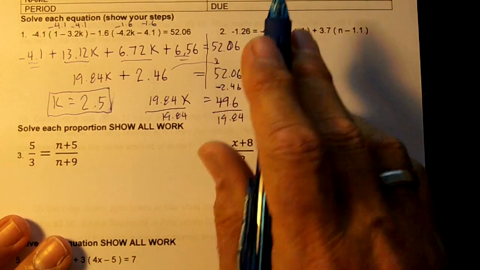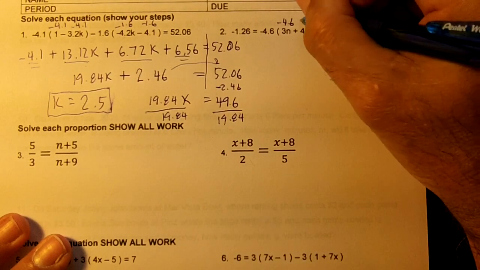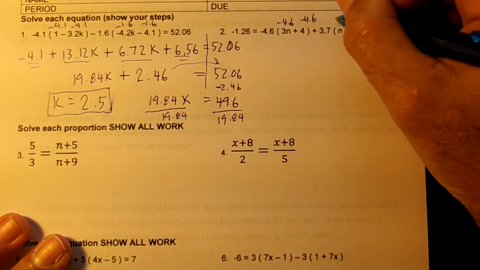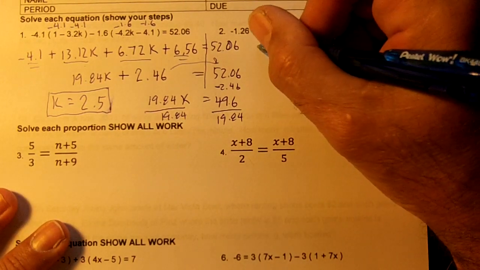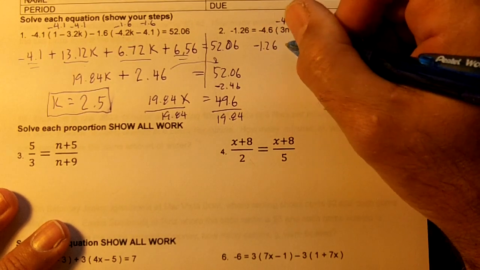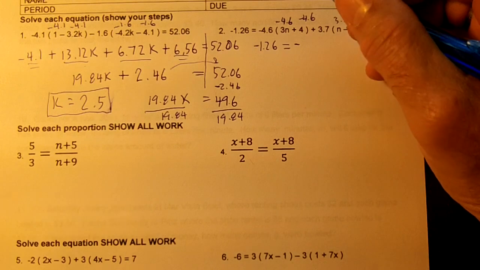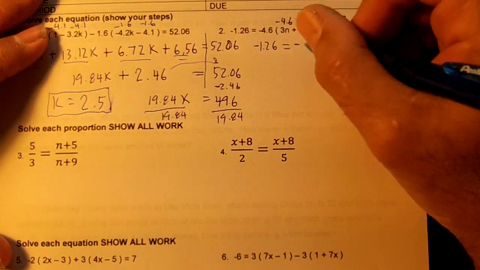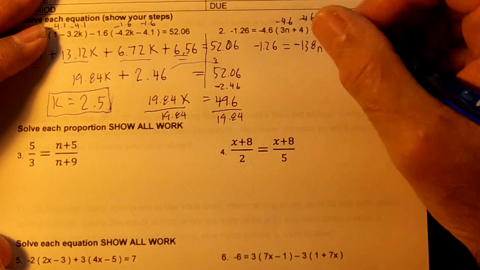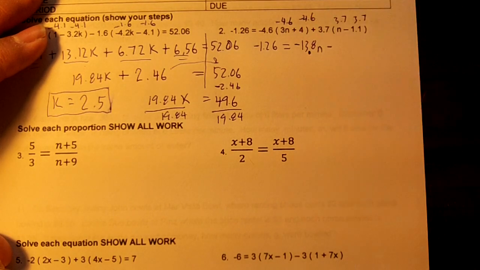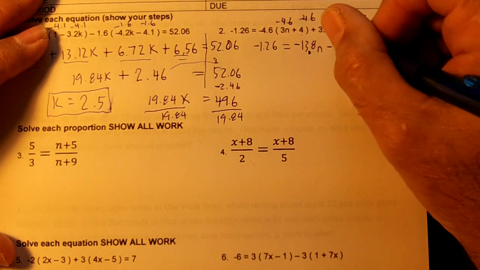Let's go to this one. This one, we're going to distribute the negative 4 and 6 tenths to the 3n and to the 4. We're going to distribute the 3 and 7 tenths to the n and the 1 and 1 tenth. Okay, so I'm going to have negative 1 and 26 hundredths equals a negative times a positive is a negative. If you multiply, you get negative 13 and 8 tenths n. A negative times a positive is a negative. Let me get my decimal in here. And then if you multiply 4 and 6 tenths times 4, you get 18 and 4 tenths.